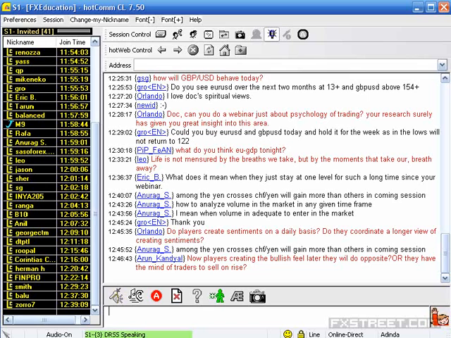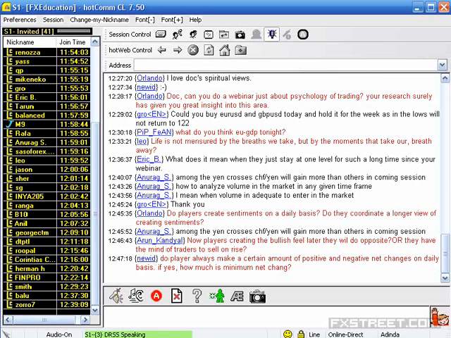Then Orlando: do players create sentiments on a daily basis? Yes. In order to bring in intraday trend reversals, they have to continue to change the market sentiments from time to time. They coordinate a longer view of creating sentiments. So whenever they are making the lower level consolidation with the downward stop, they extend the sentiment for a prolonged period. Similarly, with the higher level consolidation with an upward stop, they extend the sentiments for a prolonged period. Otherwise, they try to create the market sentiment and act against the traders on a daily basis.